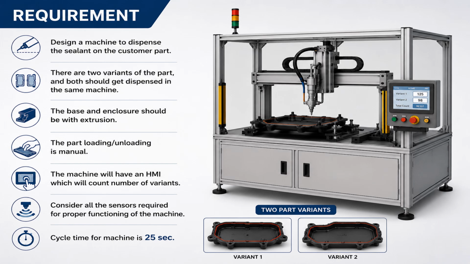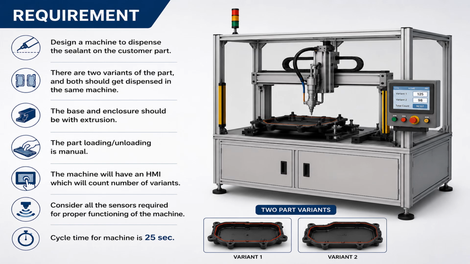Now the second part: there are two variants of the part and both should get dispensed in the same machine. Here the customer has given us an idea that there will be two different parts. It will not be only one part, but there will be variants of the part, and we have to dispense the sealant on those parts in the same machine. Then, regarding the construction of the machine, he has mentioned that the base and enclosure should be made with extrusion. Depending on the parameters it can be welded, but the customer wants an aluminum extrusion frame.